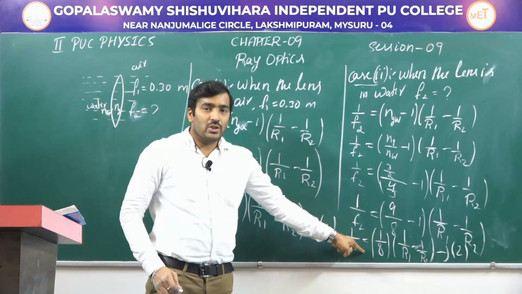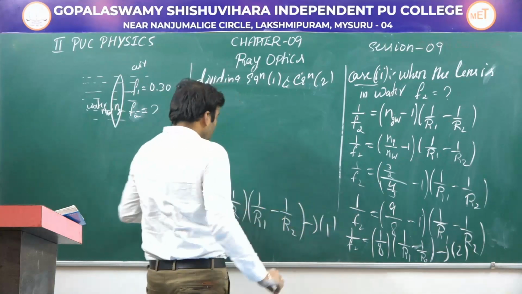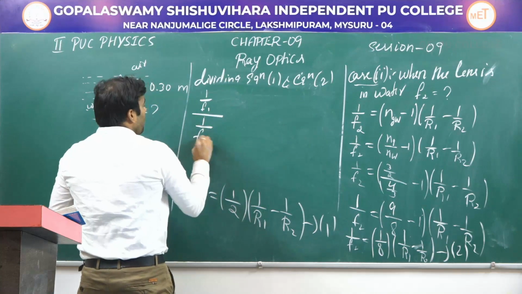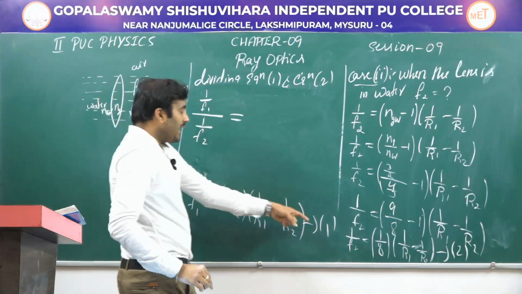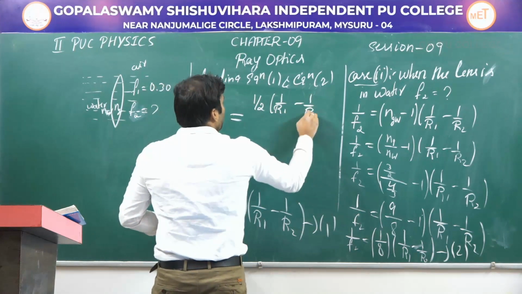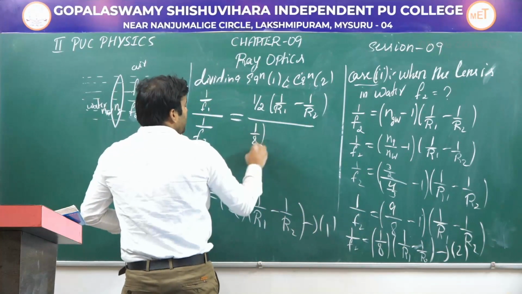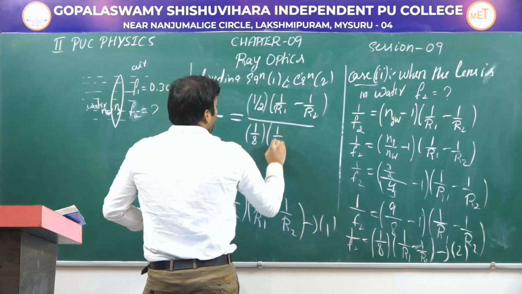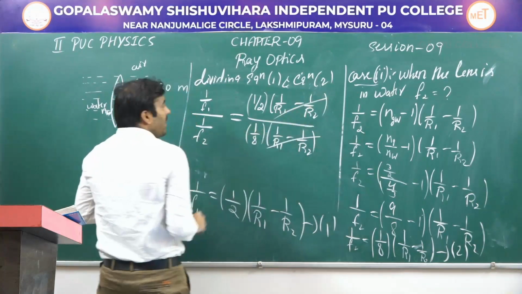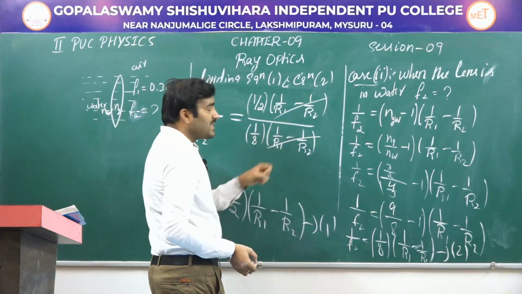Now I have equation 1 and 2. Let us divide them to obtain the final value of f2. First, let us divide the LHS of the two equations: 1 by f1 divided by 1 by f2. This is equal to the RHS of the first equation, 1 by 2 into (1 by r1 minus 1 by r2), whole divided by the right hand side of the second equation, 1 by 8 into (1 by r1 minus 1 by r2). So (1 by r1 minus 1 by r2) on both the sides gets cancelled.